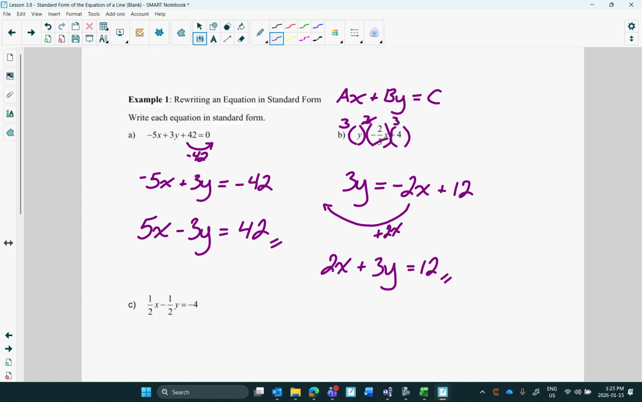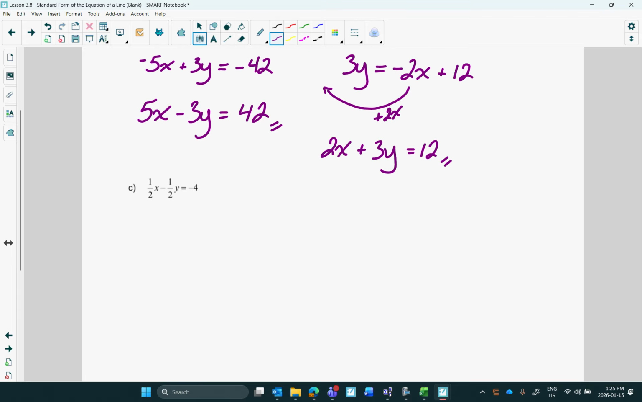Okay, so all you have to do to change from one form to standard form is just some algebra. The last one, what would you do here? Get rid of the fractions first. Yeah, so what are you gonna do? Times everything by 2. So times 2 divide 2 leaves me 1X or just X. Times 2 divide 2 cancel each other out, so I'm left with minus 1Y or just Y equals negative 4 times 2, which is negative 8.